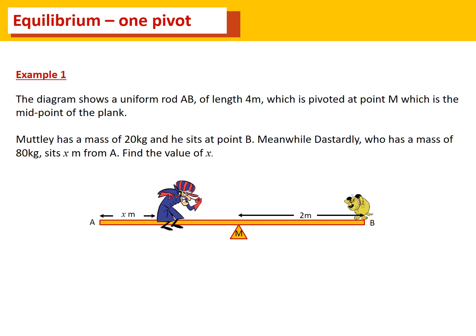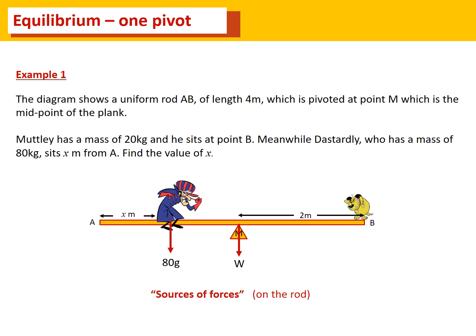So here in example 1 we've got Dastardly and Mutley on a seesaw type situation, and the first thing to do is identify the sources of forces, and we're looking at the forces on the rod. Well, straight away the rod has a weight. We're not told in the question how heavy the rod is, so we just mark on its weight, W, and that acts in the center of the rod because it's a uniform rod.